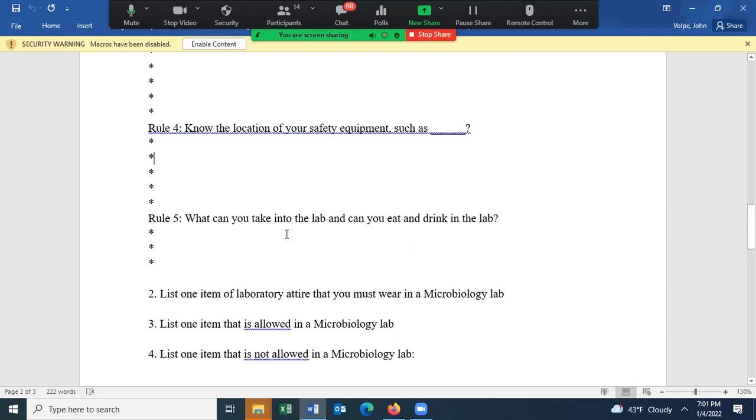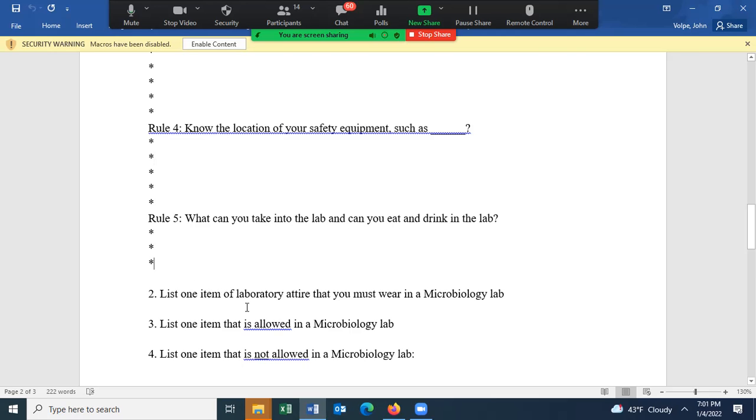And then what can you take into the lab? And what can you eat and drink in the lab? The other question is, what can you eat and drink in the lab? Okay, and there should be three answers here.